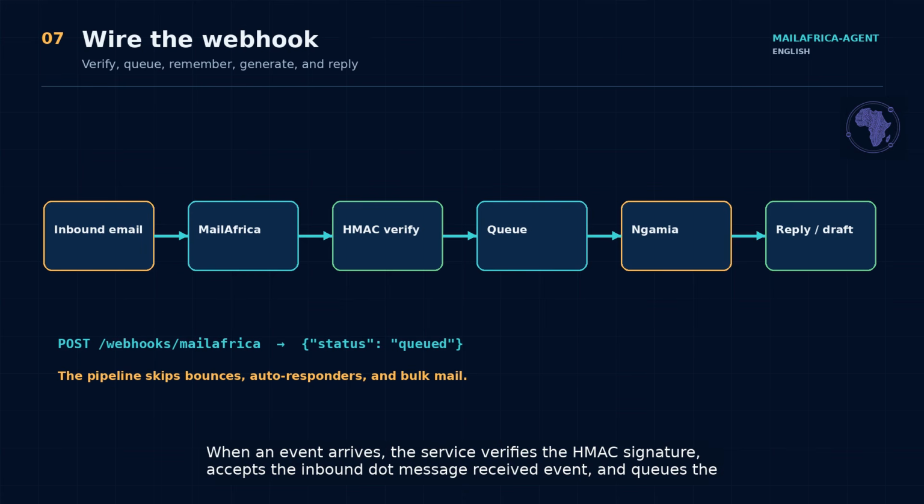Run the webhook process locally for testing, or deploy it to a server for production. The endpoint is /webhooks/mailafrica. In the MailAfrica dashboard, create a webhook for the inbound address using the public URL and the same secret stored in .env.